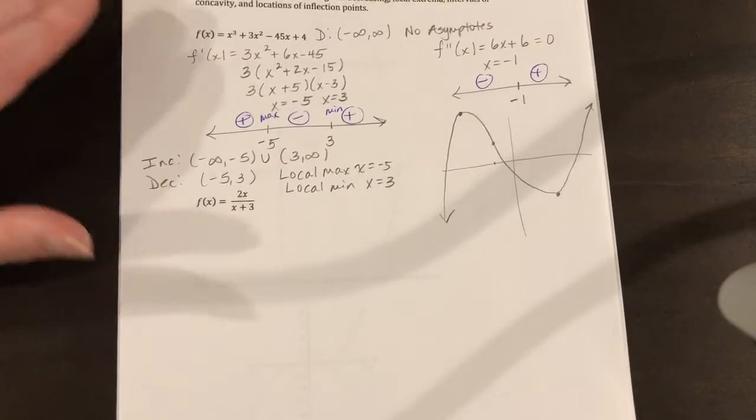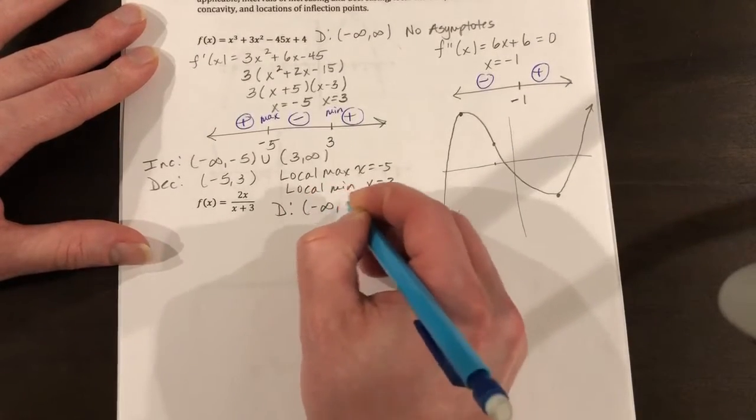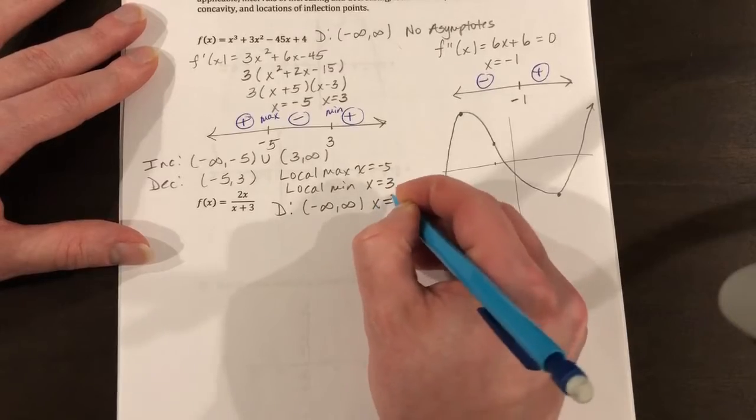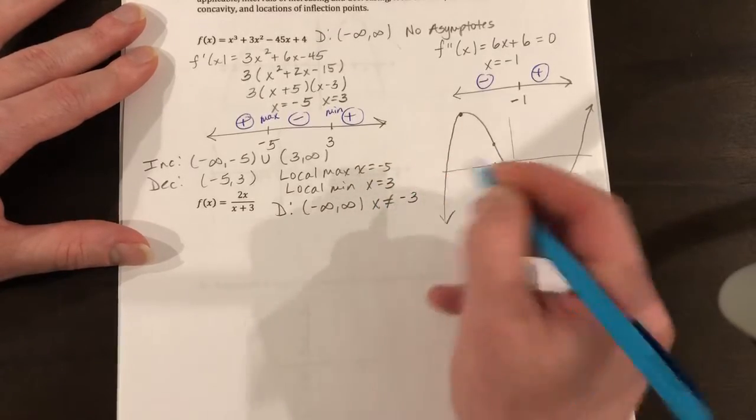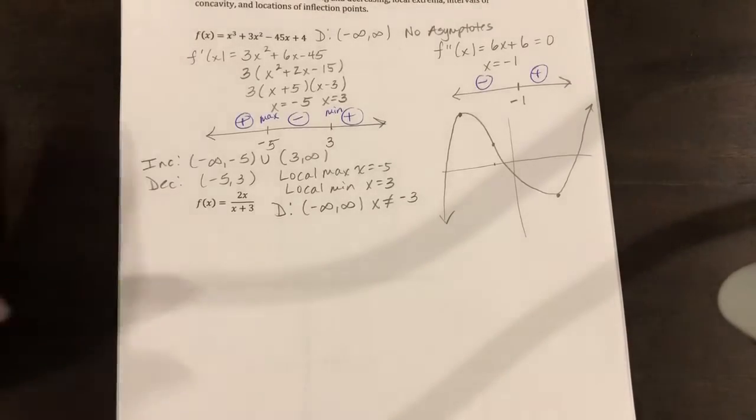We're going to have some asymptotes. Domain of this one is going to be negative infinity to positive infinity. X cannot equal -3. Remember, vertical asymptotes, the bottom cannot equal 0.